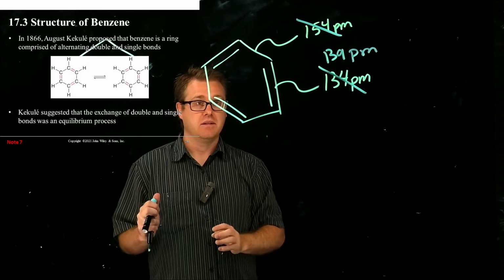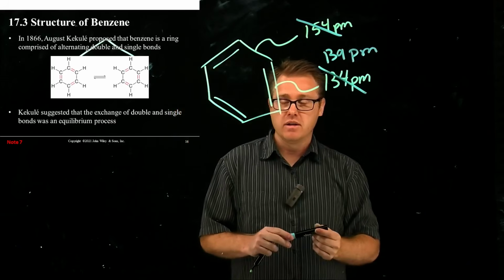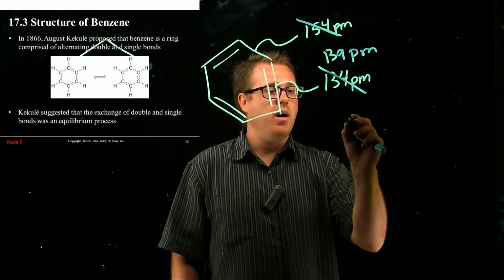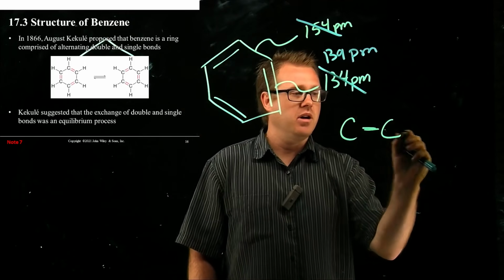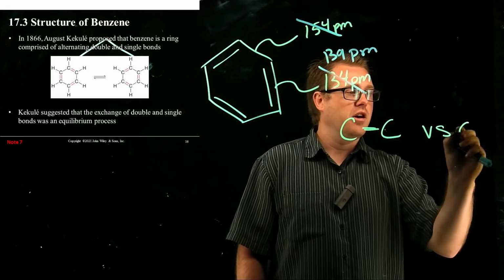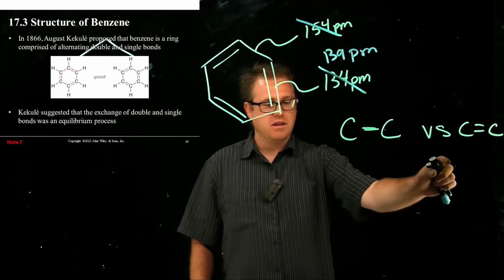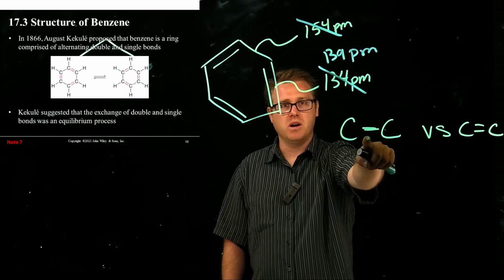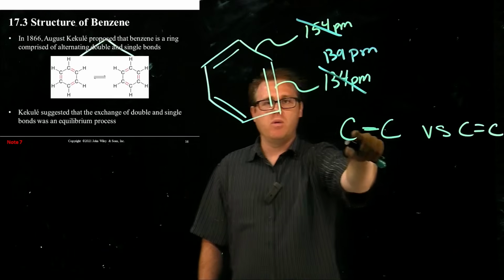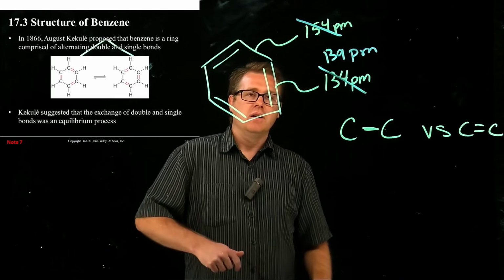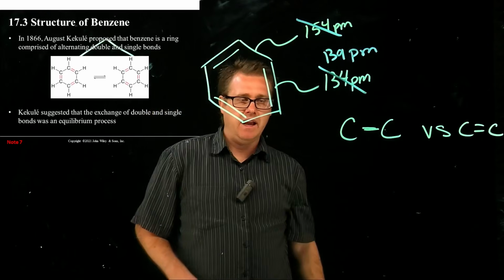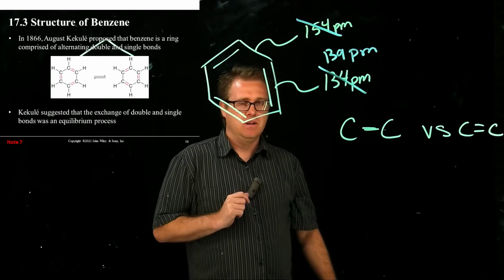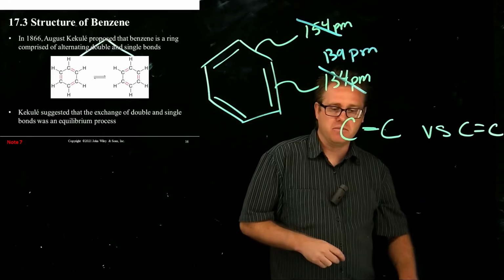That's crazy to think, because we have learned in other classes that when you compare a carbon-carbon single bond versus a carbon-carbon double bond, the carbon-carbon double bond is going to be shorter than the single bond. But when we take our measuring tapes and measure these bond lengths of benzene, they're exactly the same, which is kind of crazy to think about.